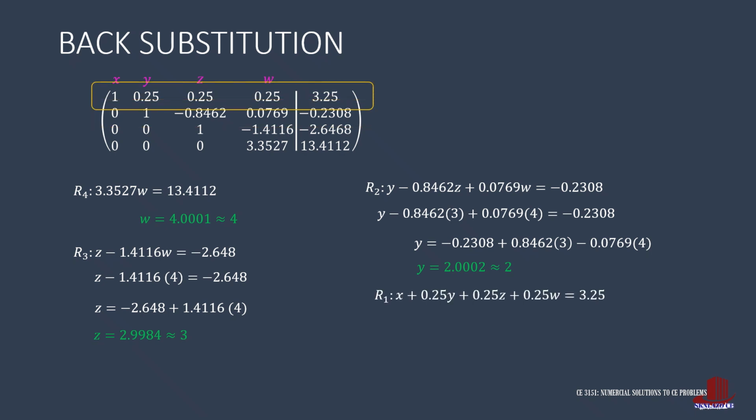From the first row, x plus 0.25y plus 0.25z plus 0.25w is equal to 3.25. Plug solved values of 2 for y, 3 for z, and 4 for w into the equation to have x plus 0.25 times 2 plus 0.25 times 3 with 0.25 times 4 as equal to 3.25. Transpose all terms to the constant and isolate x to have x equal to 1.